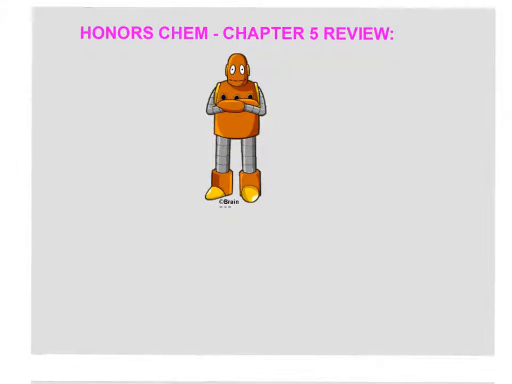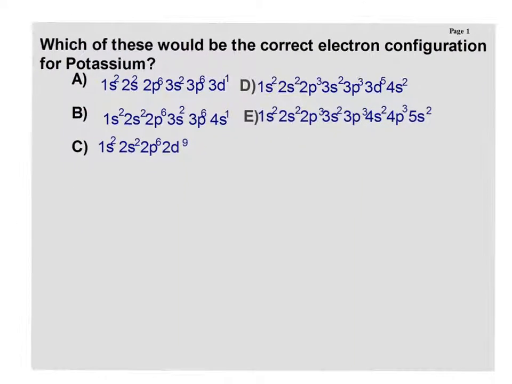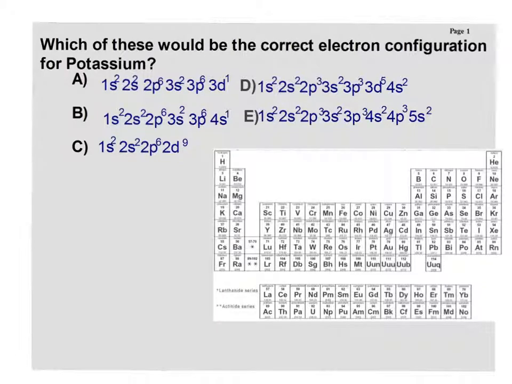Okay, our first question asks, which of these is the correct electron configuration for potassium? There's a couple of ways that you can go about solving this, and a couple of shortcuts you can use as well. For one thing, we need to find potassium on the periodic table, and it happens to be right here, and it's number 19.